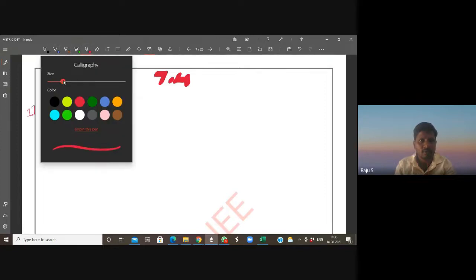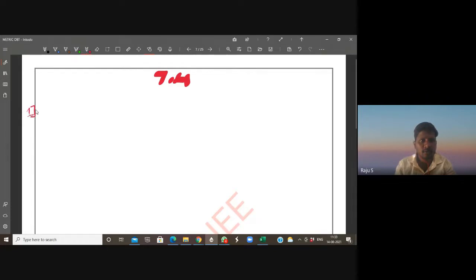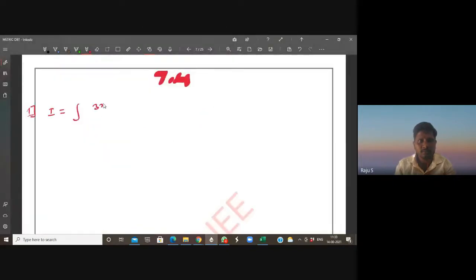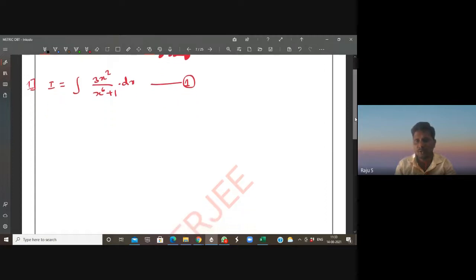Right, first one. I is equal to integral of 3x square by x power 6 plus 1 into dx. Let us take this as one. I'm going to explain you. I'm going to write all the steps properly here. Clear? Remaining steps, you have to do it, right?